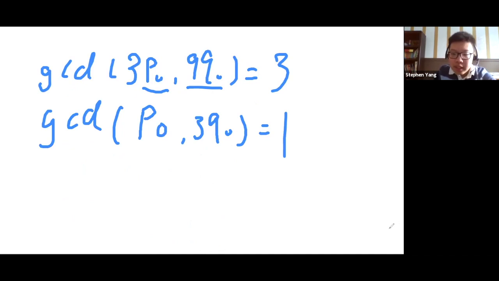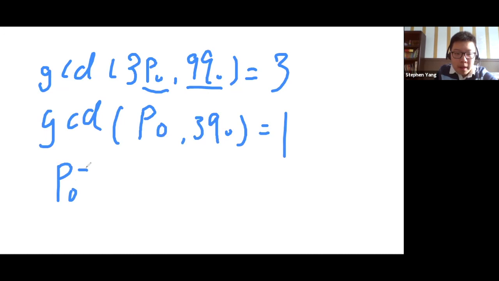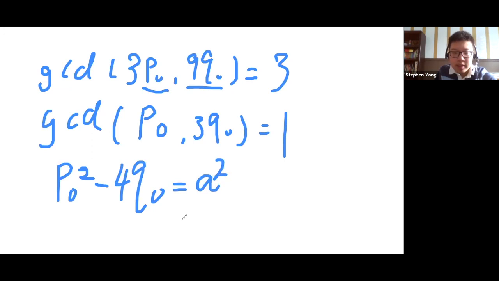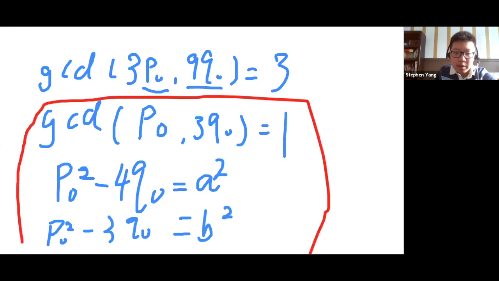So really, the 3 conditions that we right now need to satisfy, which are P0 squared minus 4Q0 is equal to A squared, and P0 squared minus 3Q0 is equal to B squared. Now these are the 3 conditions that we need to satisfy. So let's circle them.